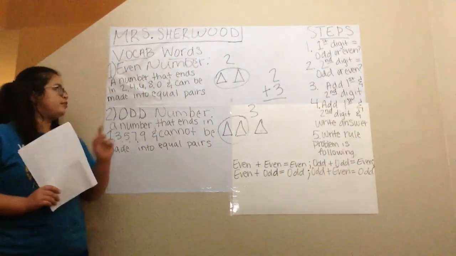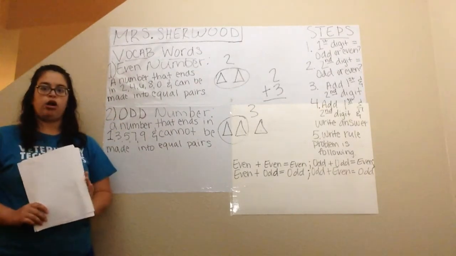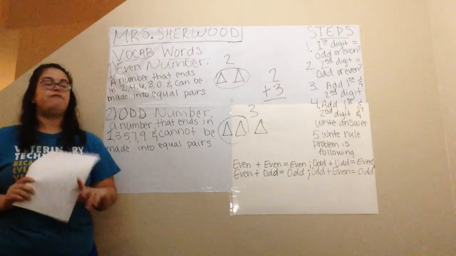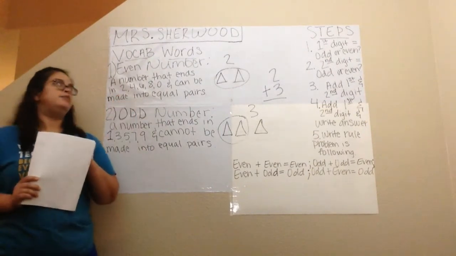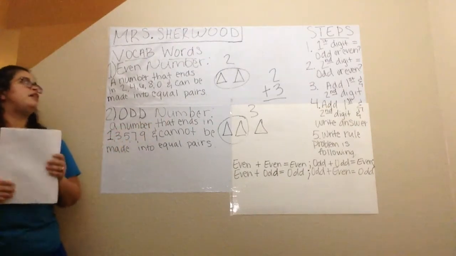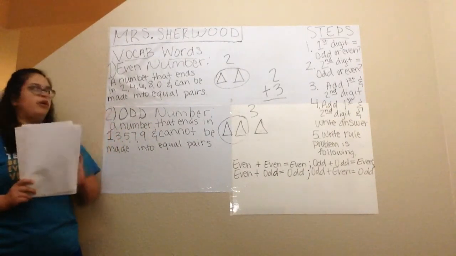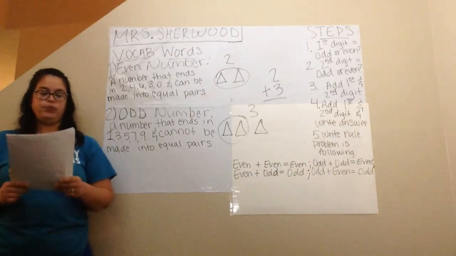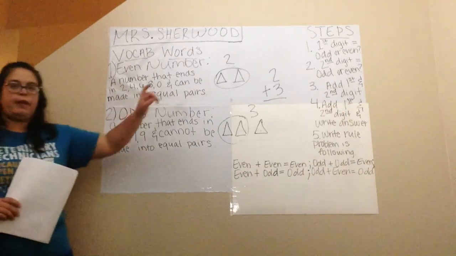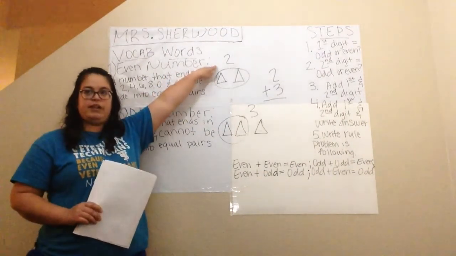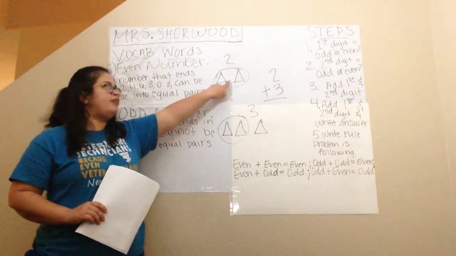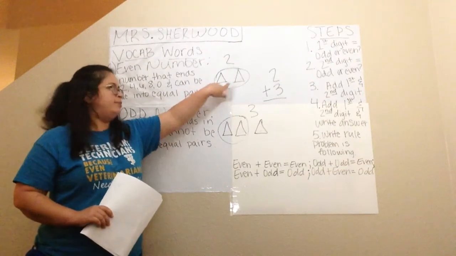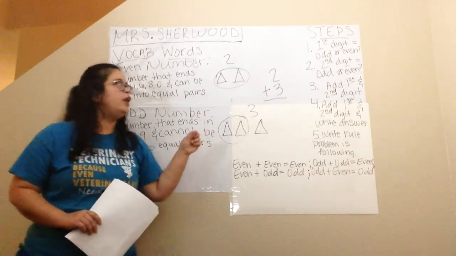So these are the vocabulary words that we are going to be learning today. We're going to be learning 2 vocabulary words. The first one that I have here is even number, and the definition of an even number is a number that ends in 2, 4, 6, 8, and 0, and can be made into equal pairs. So here, for example, I have the number 2. I drew out 2 triangles, circled them together. I was able to pair them up. So that's an example of an even number.